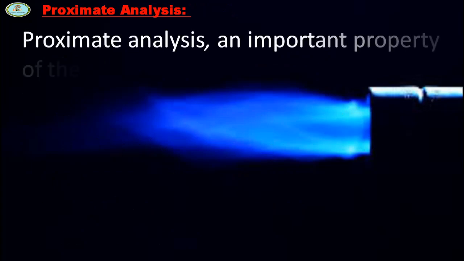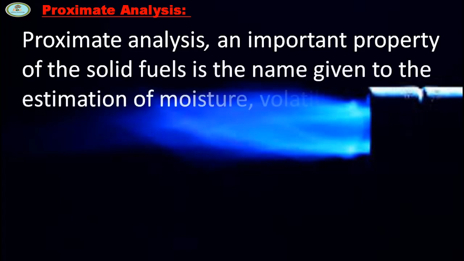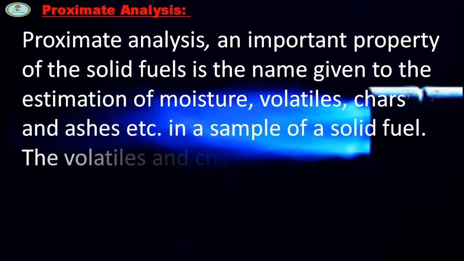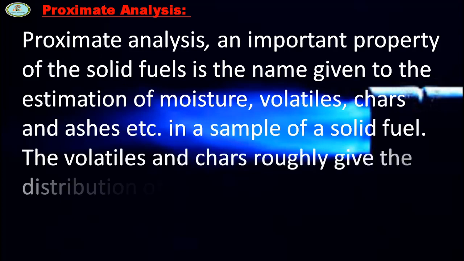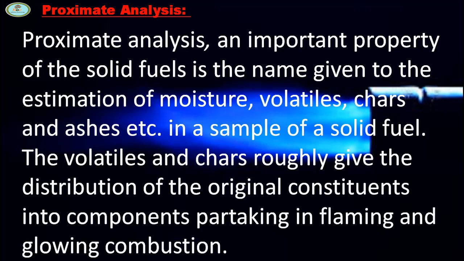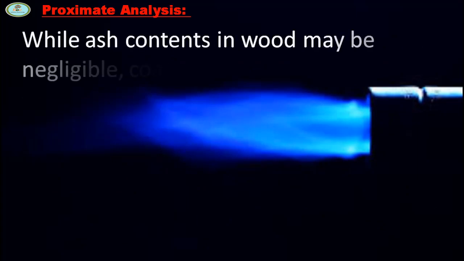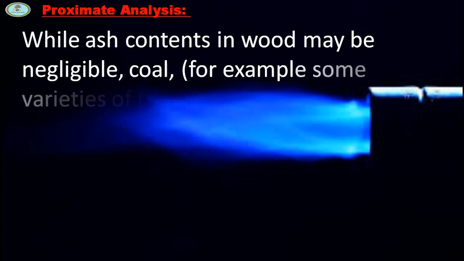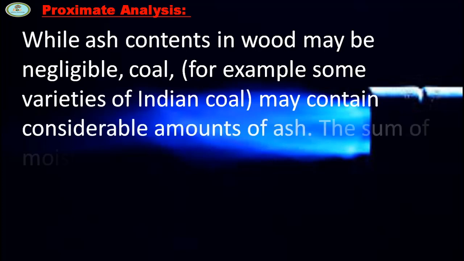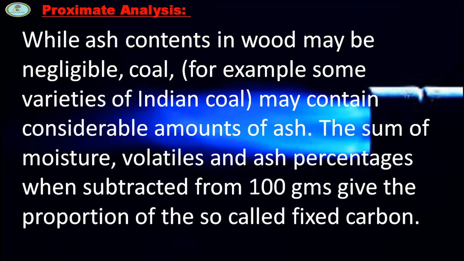Proximate analysis, an important property of the solid fuel, is the name given to the estimation of moisture, volatile matter, char and ash, etc. in a sample of a solid fuel. The volatile matter and char roughly give the distribution of the original constituents into components partaking in flaming and glowing combustion. While ash content in wood may be negligible, coal may contain a considerable amount of ash. The sum of moisture, volatile matter and ash percentages, when subtracted from 100 grams, gives the proportion of the so-called fixed carbon.